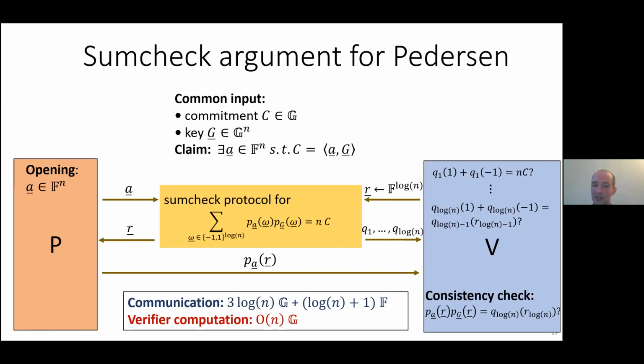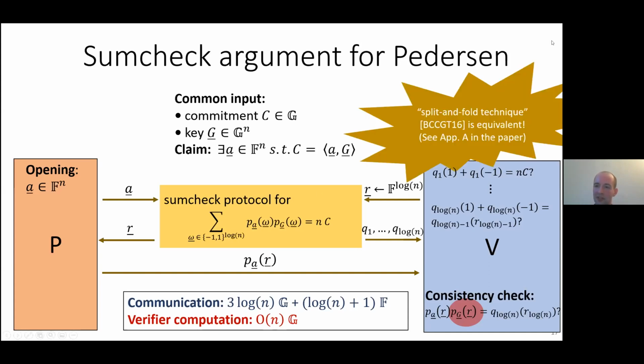Now, the verifier's computation in this protocol is a linear number of group operations. This comes from the cost of evaluating the commitment key part of the polynomial at a random point. The polynomial has n coefficients, one for each element in the commitment key. And when the verifier computes this evaluation, that's where all the costs come from.